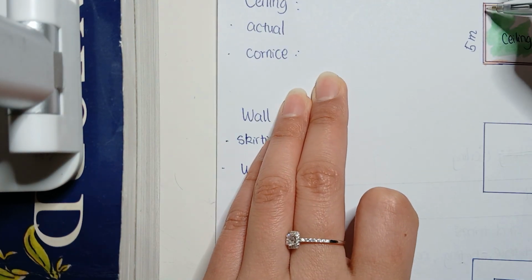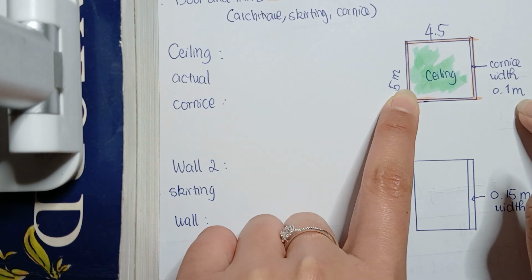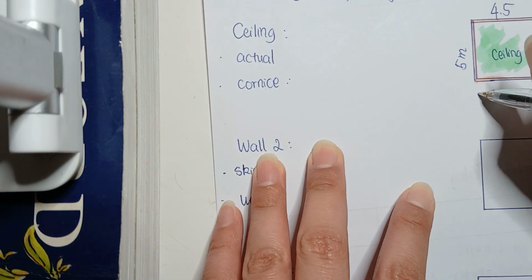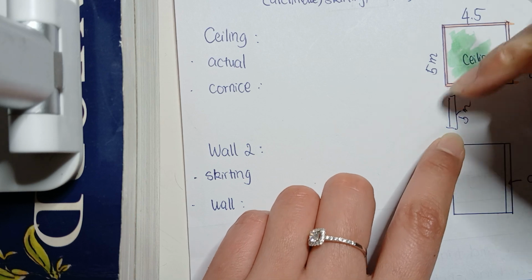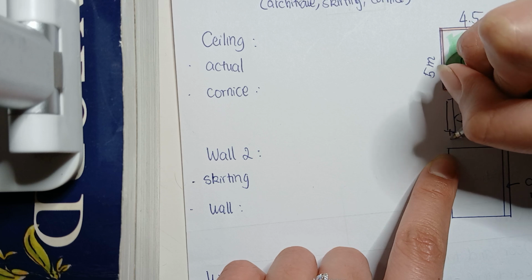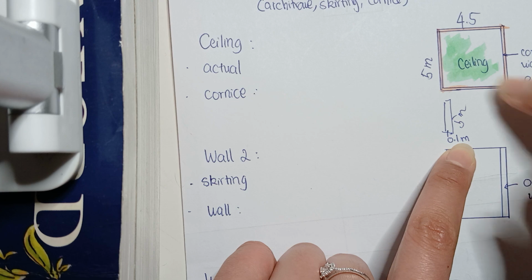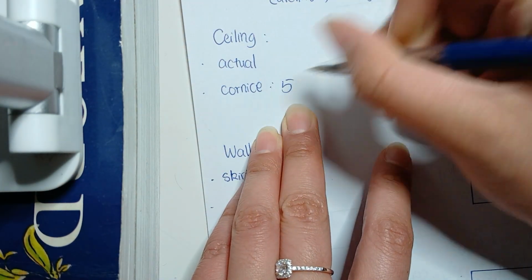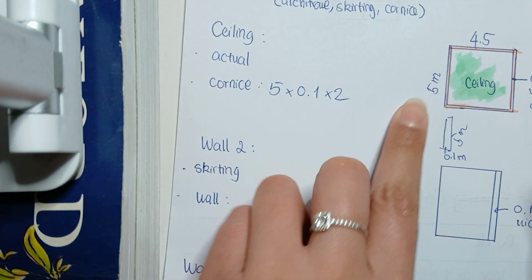Cornice will be this part here, so because I have this part 5 meter and the width is 0.1. For example, if you have a 5 meter length of a rectangle like this one, and the width is 0.1 meter. However, you have 2 of these, so you double them. So the cornice area would be 5 multiplied by 0.1, and double them because you have 2 sides of this part here.